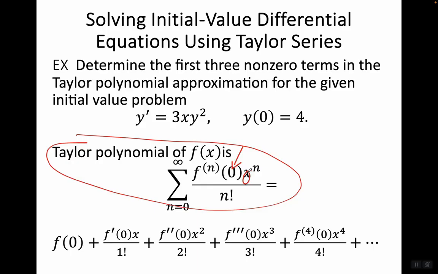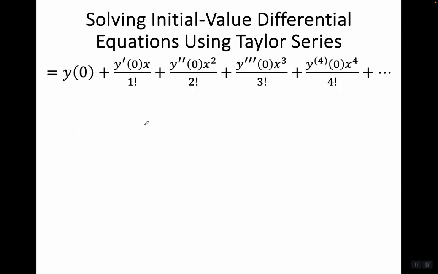So our Taylor polynomials are going to use this formula. In other words, we have f of 0 plus f prime of 0 x over 1 factorial plus f double prime of 0 x squared over 2 factorial, etc. In our problem, the function f of x is y. Y is a function of x. So we're going to rewrite this as y of 0 plus y prime of 0 x all over 1 factorial plus y double prime of 0 x squared over 2 factorial, etc. So all we need to do is plug in y of 0, y prime of 0, y double prime of 0, etc. And then we're good to go.